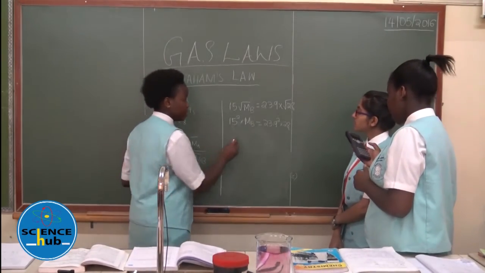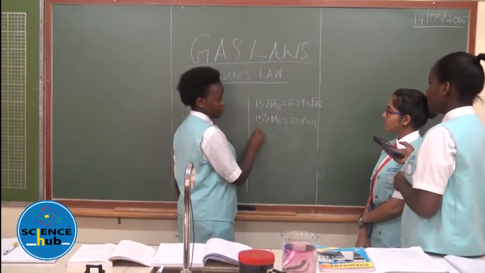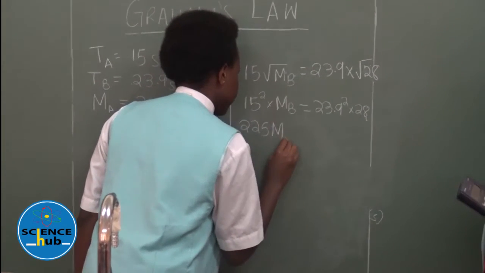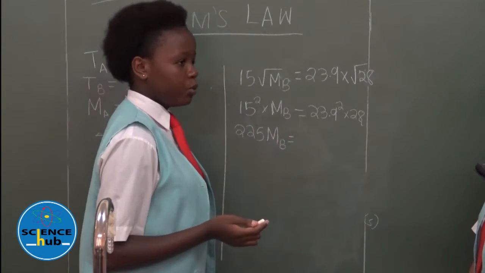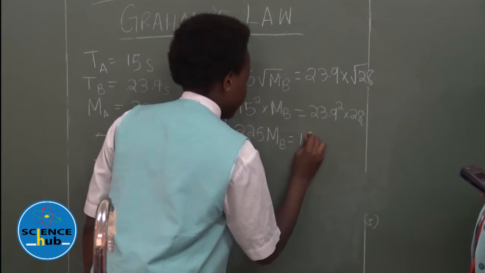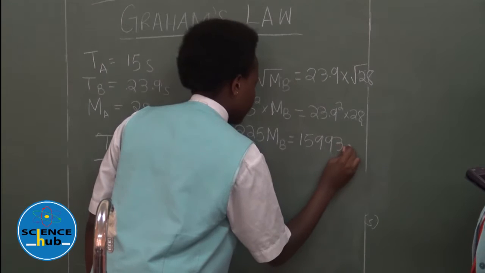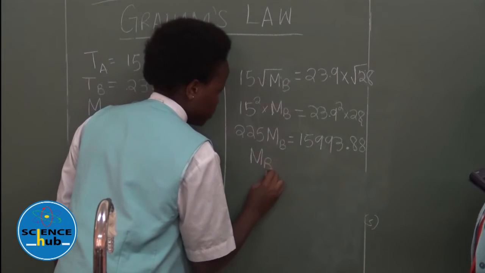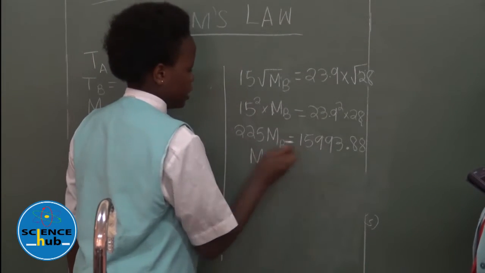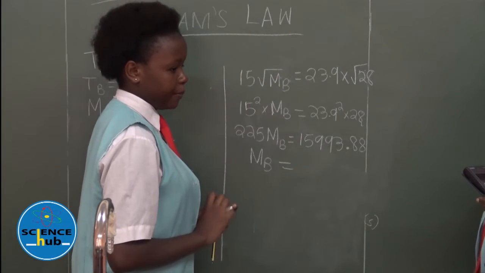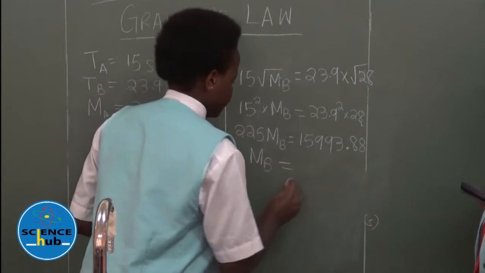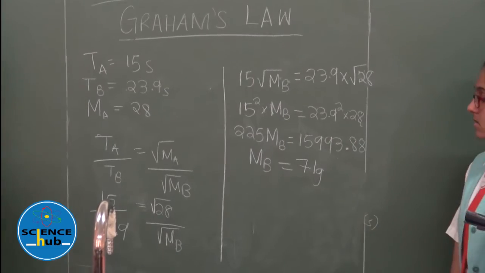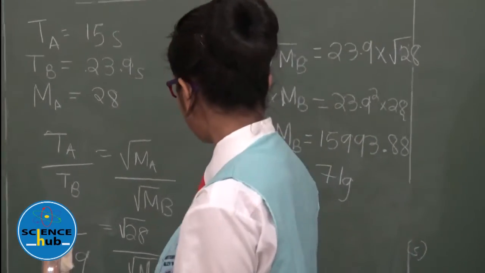What is 15 squared? It's 225. So 225 MB, mass of B, is equal to 15,993.88. So the mass of B will be equal to this divided by this, which will be 71 grams. And that is the answer to that question. We will do another question.